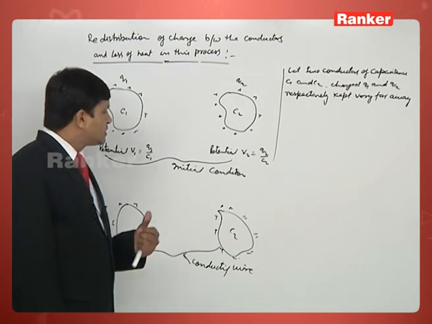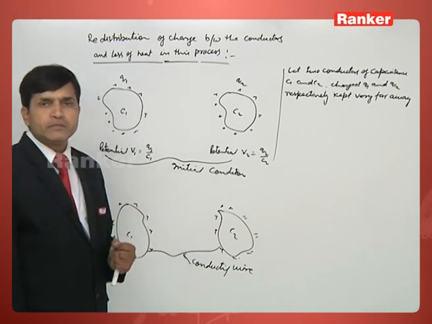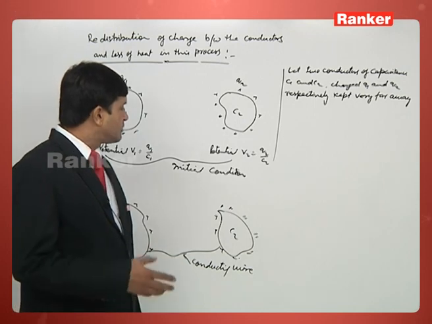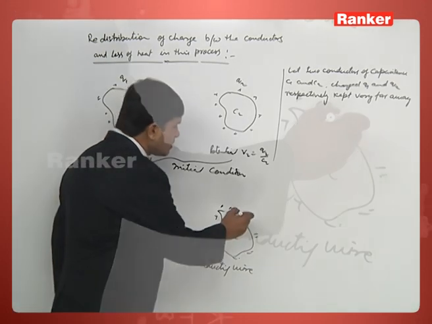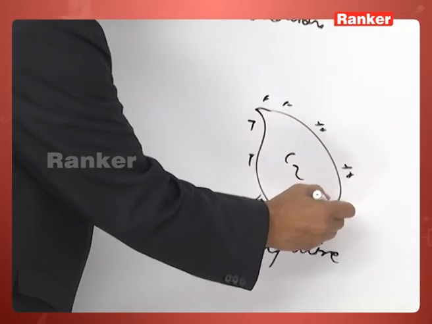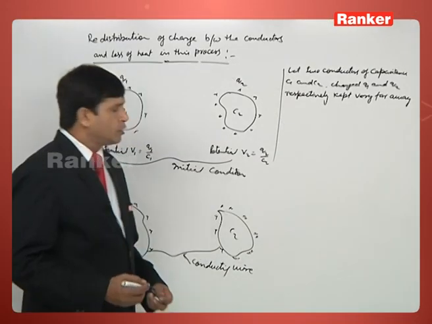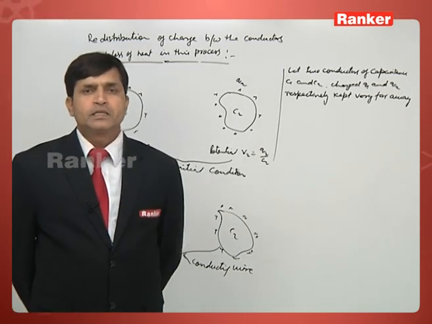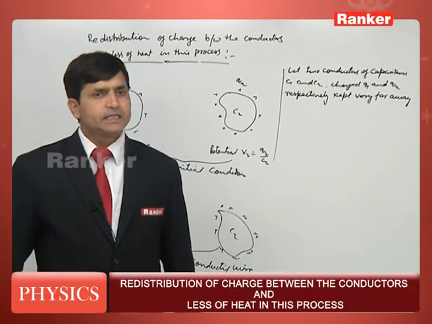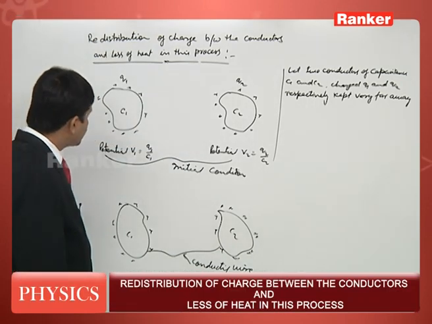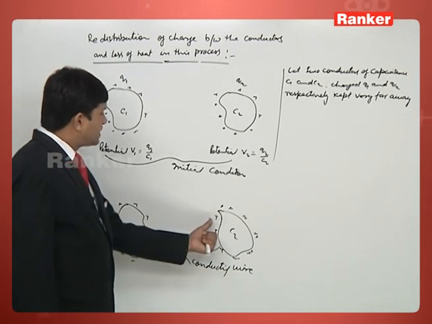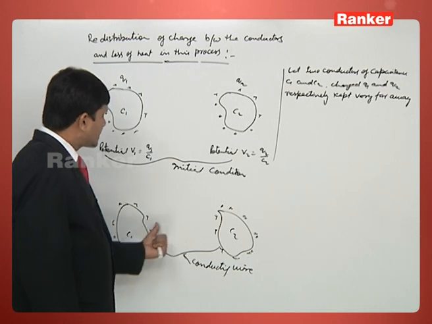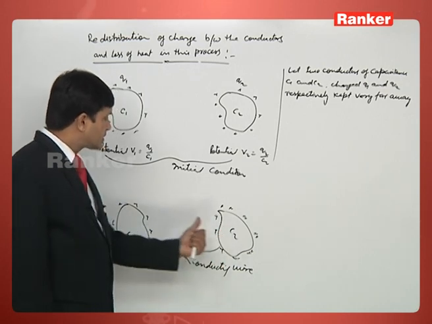As we know, positive charge flows from higher potential to lower potential, but in fact positive charge never flows. What flows? Electrons. Electrons move from lower potential to higher potential, and that process continues till both reach the same potential. So here also the same thing will happen. Some electrons will flow from this conductor to that conductor, or maybe the other way around.